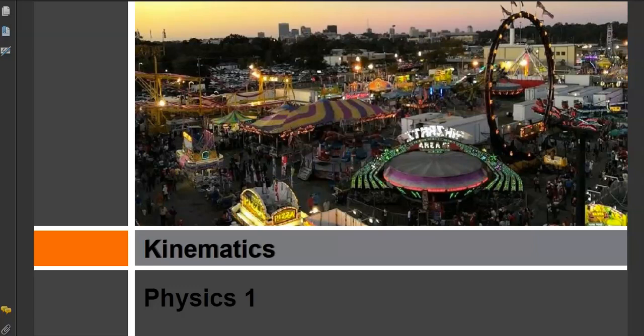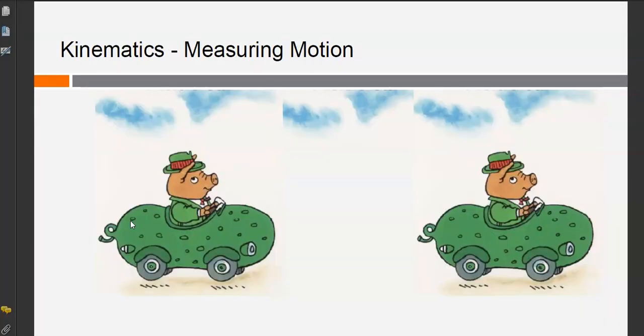Hey, I wanted to get together with you today and talk about something called kinematics. You see the word written out right there. Kinematics means the study of motion. This word kinema is an old Greek word that means motion, and so that's what we're talking about here with the motion of an object.